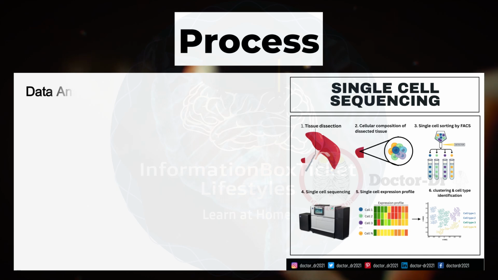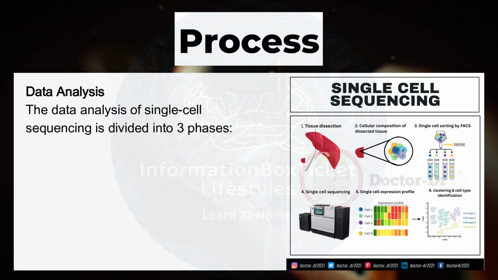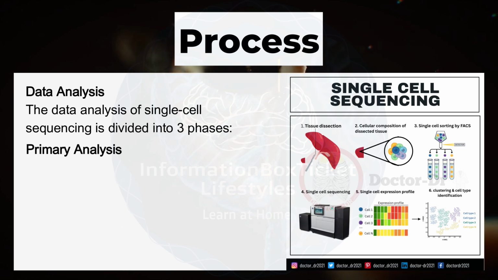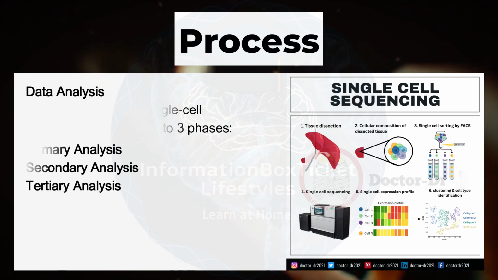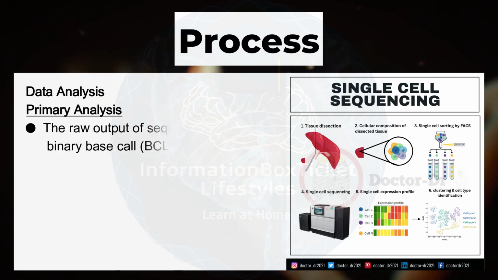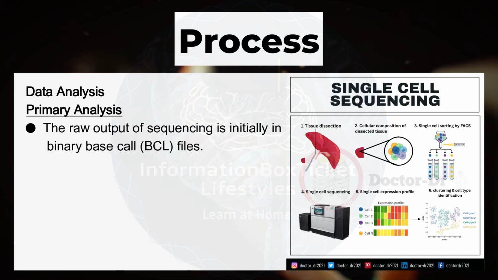Data analysis. The data analysis of single-cell sequencing is divided into 3 phases: primary, secondary, and tertiary analysis. Primary analysis. The raw output of sequencing is initially in binary base call BCL files.